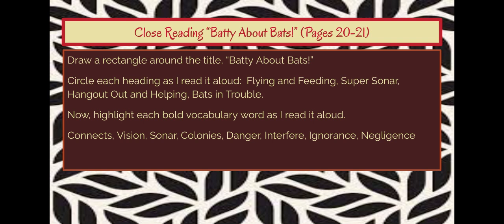Sonar. Sonar is a way to navigate and locate objects using sound. Say sonar. Submarines use sonar to navigate in the water. Bats use sonar to find their way above ground. Colonies. Colonies are groups of people or animals living together. Repeat after me. Colonies. More than 40 million bats live in the world's largest bat colony. The world's largest bat colony is in Austin, Texas.